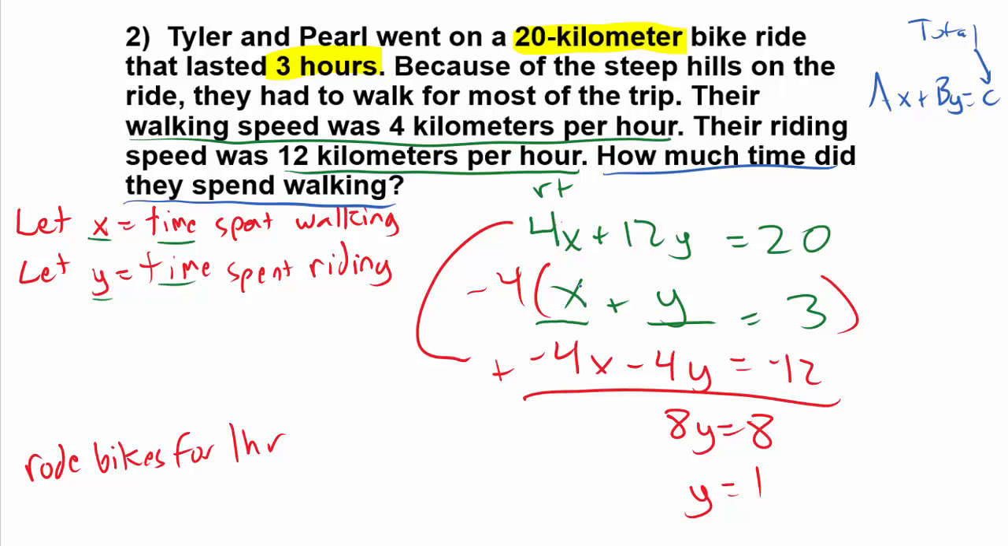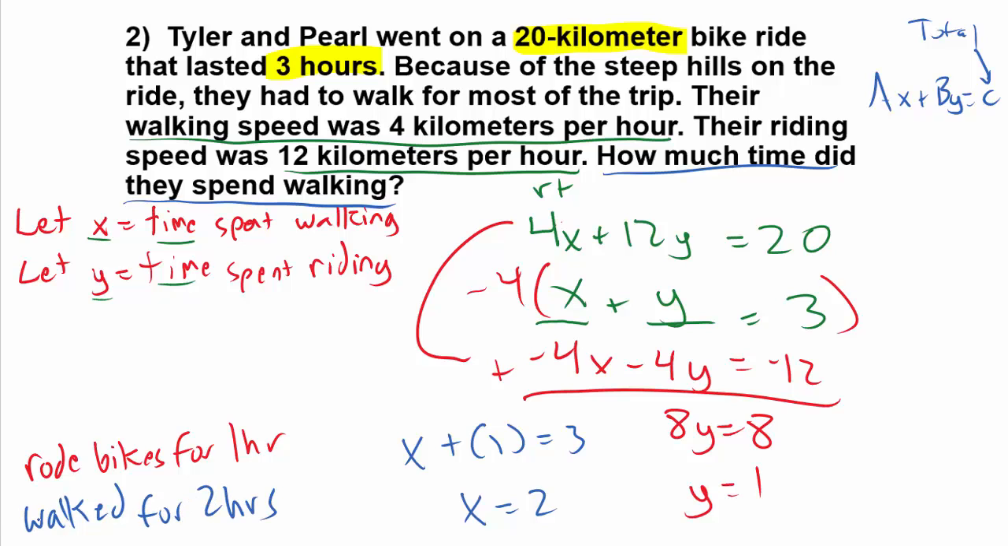And if we plug this in, the top equation is going to be real easy. I'm sure you could probably do that in your head. But we have x plus 1 is equal to 3. And we subtract that 1 over, then we get x equals 2. Which tells me that the time spent walking, they walked for 2 hours. And that should get us the answer to that problem.